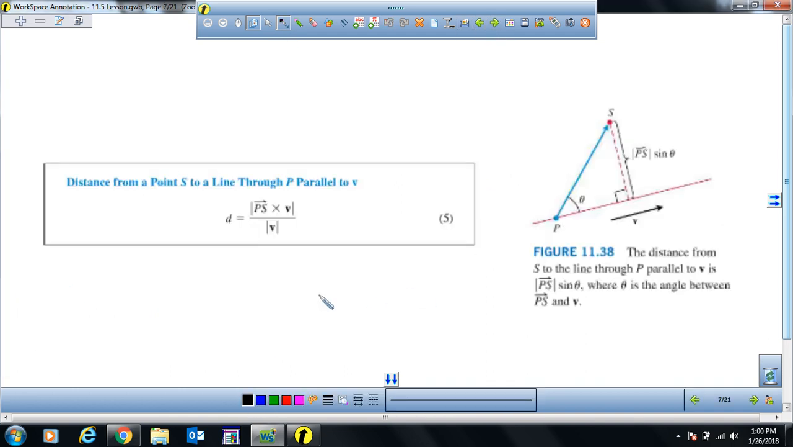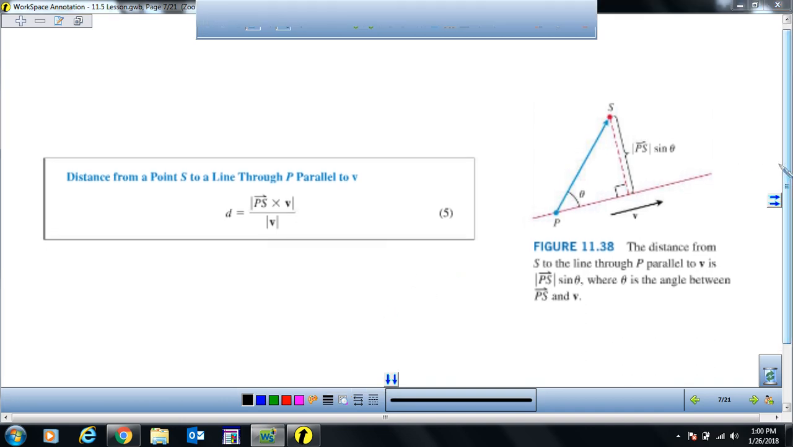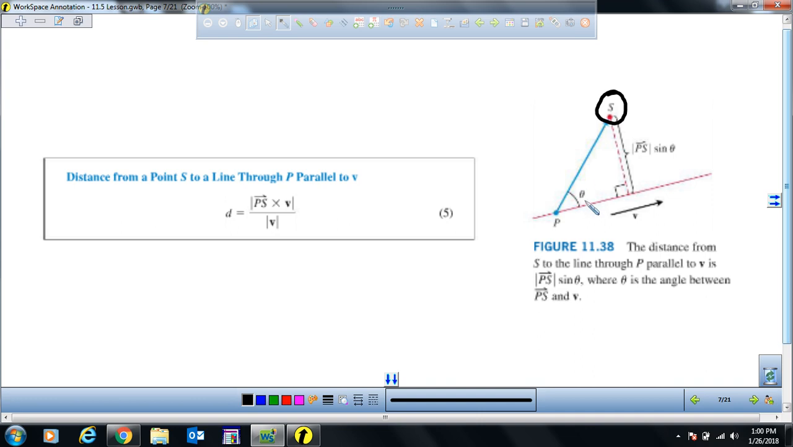Next. Now, this is a formula that we're going to use right now to determine the distance. If I have a line and I want to find the distance from a point that is not on the line to that line, the distance will be given by the line segment perpendicular to that line. Because when you want to find the shortest distance from a point to a line, you need to go perpendicular to the line. So this is the distance we want to find.